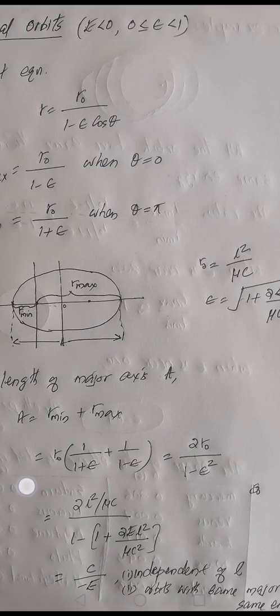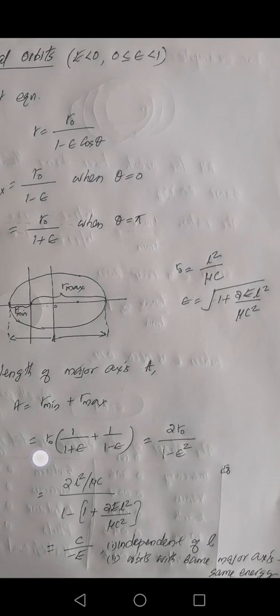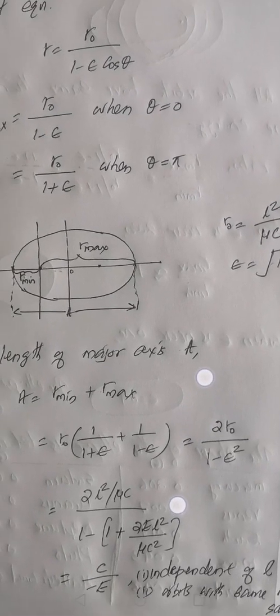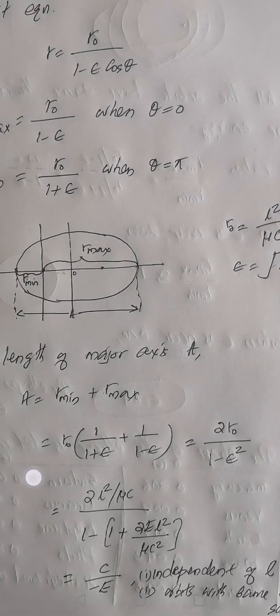But you know what r0 is? r0 is L square by mu c. Epsilon is square root of 1 plus 2EL square by mu c square. Substituting the values, you are getting 2L square by mu c divided by 1 minus (1 plus 2EL square by mu c square). On simplifying, we will get c by minus E. Very important: A is equal to c by minus E.